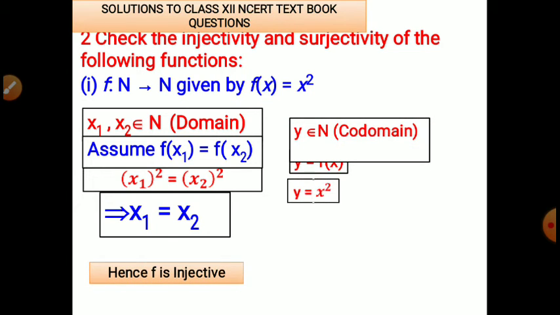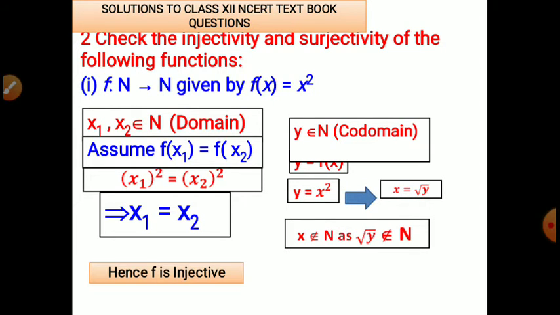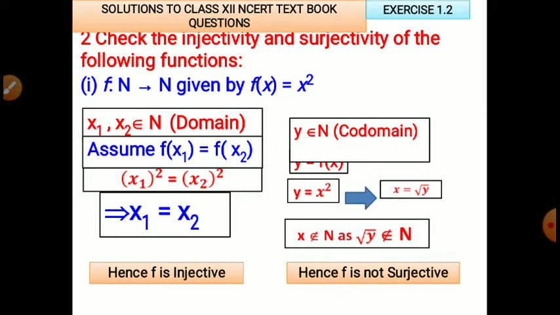And y belongs to the natural number codomain. Let us take y is equal to x square, x equal to root y. If in the place of y you take any natural number, suppose you take 4, x equals 2 you will get, which is a natural number. But if in the place of y you substitute 2, then x equals root 2, but root 2 is not a natural number. So x does not belong to the natural numbers, as root 2 does not belong to the natural numbers, hence it is not surjective.